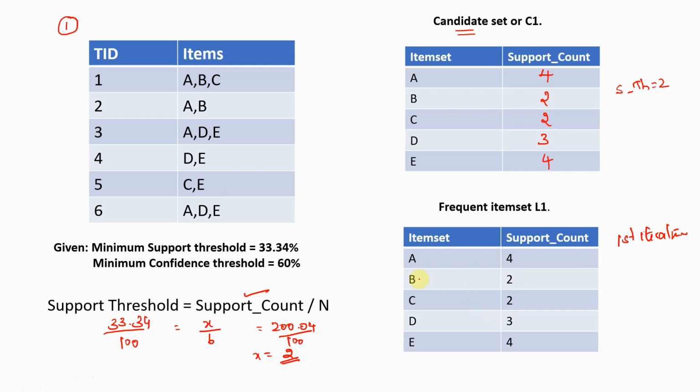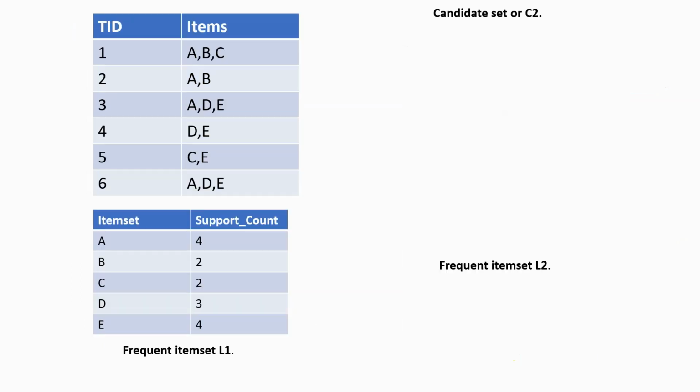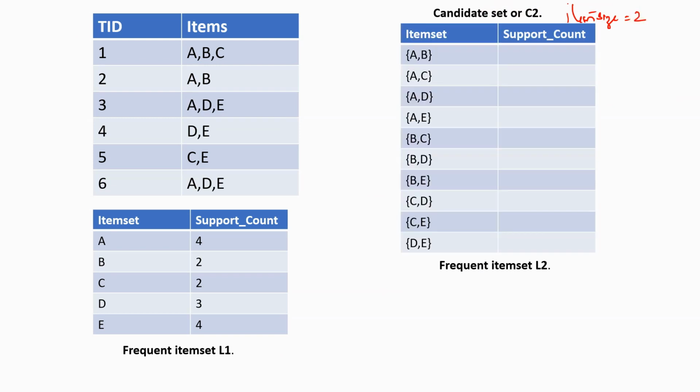At the end of the first iteration, based on the single items, we have derived how many times each item is purchased in the transaction. Using this value, we are now going to create candidate set 2, where the item size is 2. So we need to create combinations of items, that is A and B purchased together.